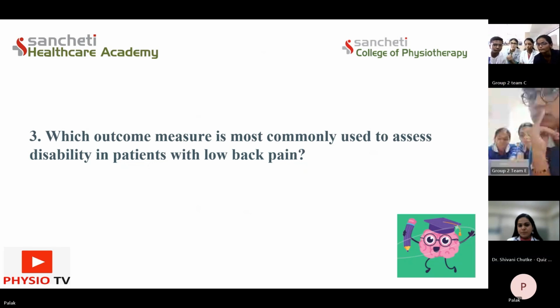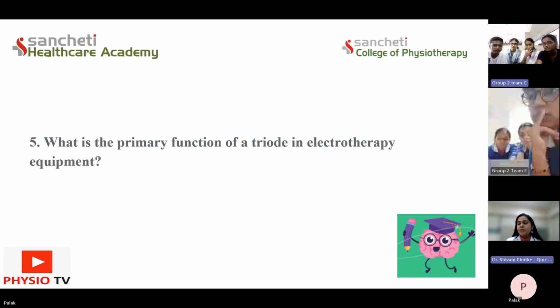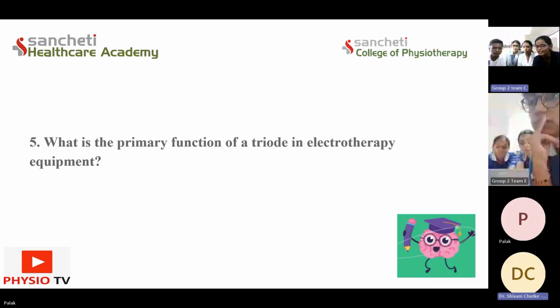Ma'am, pass the question. Which serum lab test is the most accurate representation of blood sugar level for 3 months? HbA1c. Right. What is the primary function of the triad on electrotherapy equipment? Seconds were up, Team C. Yes, ma'am. The correct answer to that was to amplify electric current.